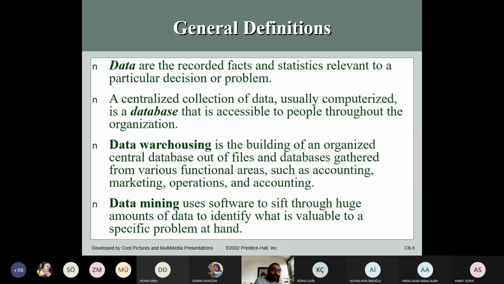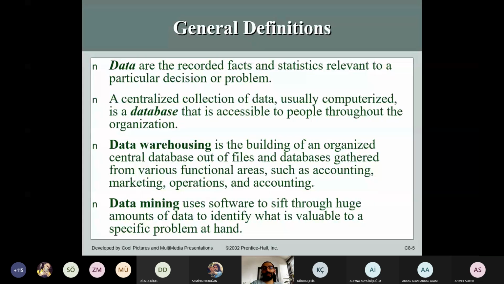Okay, let's look at this data. What's the data then? There's a difference between data and information. We will come to that point. But data are defined as the recorded facts and statistics relevant to a particular decision and problem.